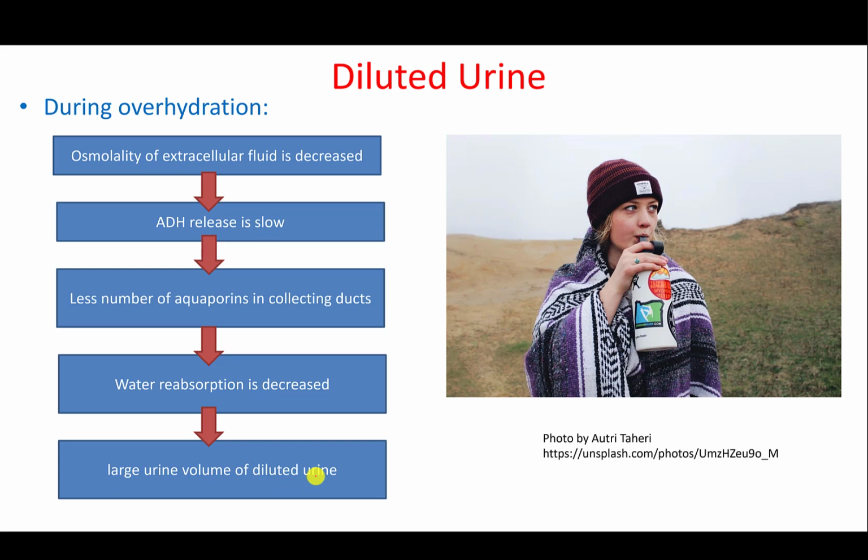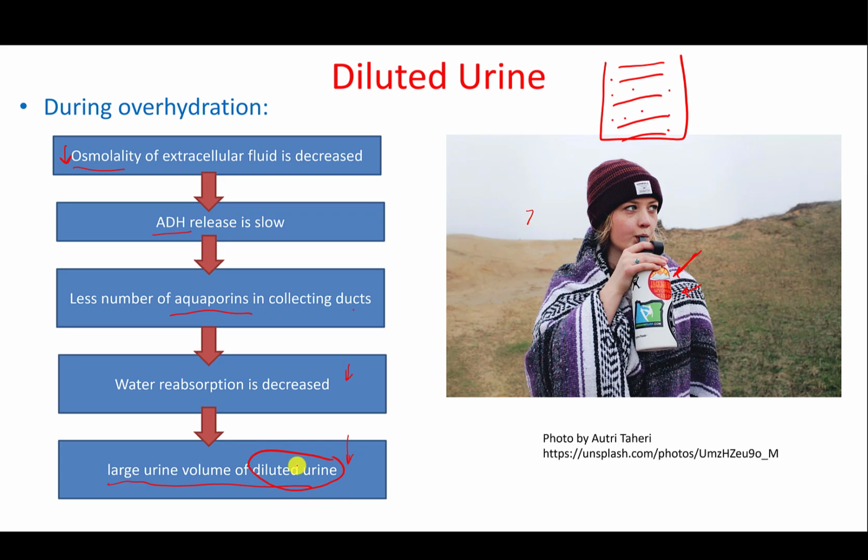During overhydration, like for example it's cold and the subject is drinking water, so here we will have a huge volume of water, and this will cause less solute concentration. So we will have low osmolality. The osmolality will be decreased. The same situation, the osmoreceptors in the hypothalamus would detect the low osmolality, and this will cease the production of ADH. So there is less number of aquaporins in the collecting ducts, which means to release more water into the urine, and we will have large urine volume, and that urine is diluted.